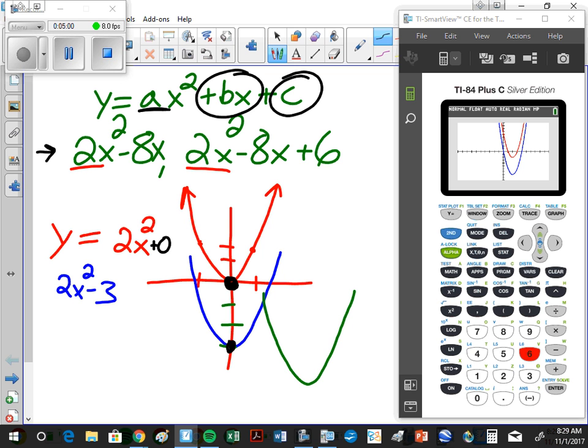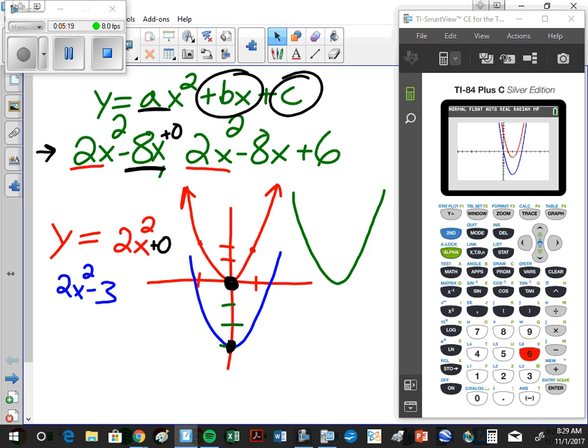But up here, at 2x squared minus 8x, I'm still going to hit the y-intercept at 0 because there's no c value. So what does this negative 8 do? It actually slides us to the right. It can't go straight to the right because the y-intercept is supposed to be 0. So when I plug in negative 8x, the graph kind of moves like this. And see how I'm still hitting the y-axis at 0? You can see that in the blue graph on my calculator.